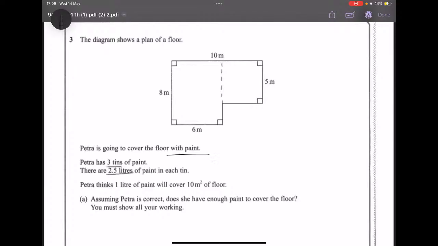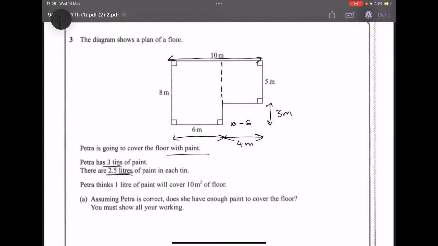Petra is going to cover the floor with paint. Petra has 3 tins of paint, and there is 2.5 litres of paint in each tin. Therefore, to answer this question, we must work out the area of the floor, then work out how many tins of paint it will take to cover the floor. So we should split this complex shape into 2 rectangles. As we can see, the length here is 10 and the length here is 6. Therefore, this length here is 10 subtract 6, which is 4 meters. This length here is 8 subtract 5, which is 3 meters.